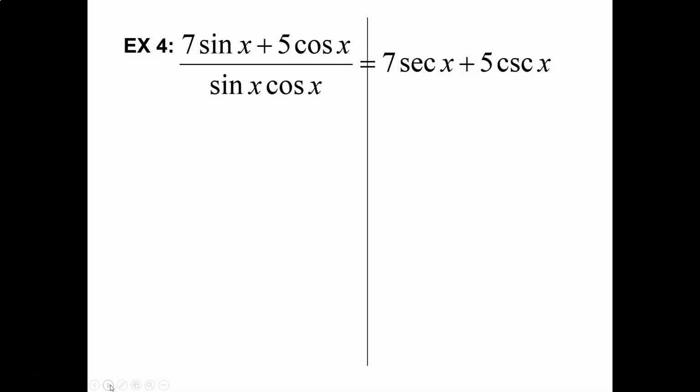So there's a couple ways that you can do this. I'm actually going to do this the first. I might do it both ways. That'll work. But I'm going to start with the right-hand side on this one, because secant is going to be 1 over cosine x, and cosecant is 1 over sine x. And you could go straight to what I'm writing right here. If you want to skip this step, that would be okay.